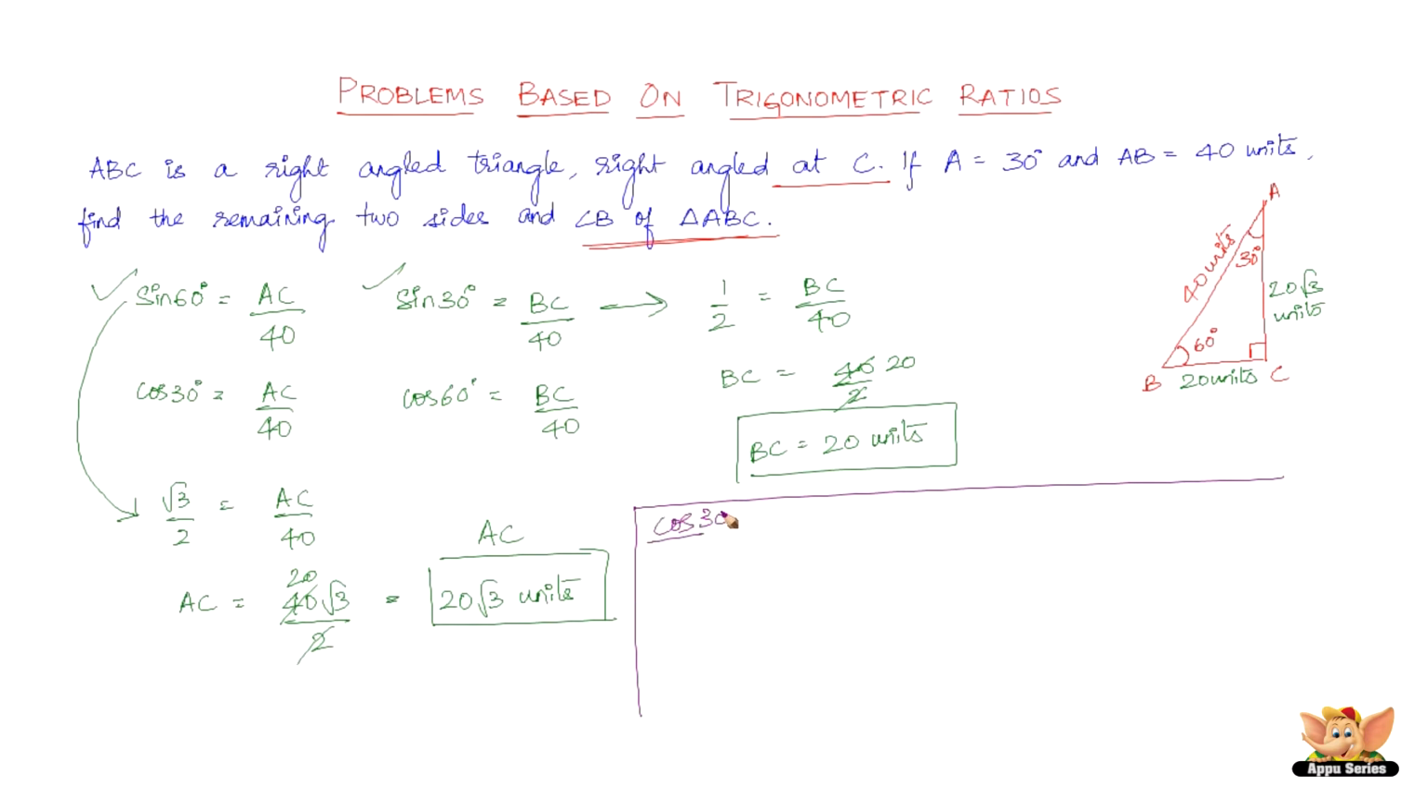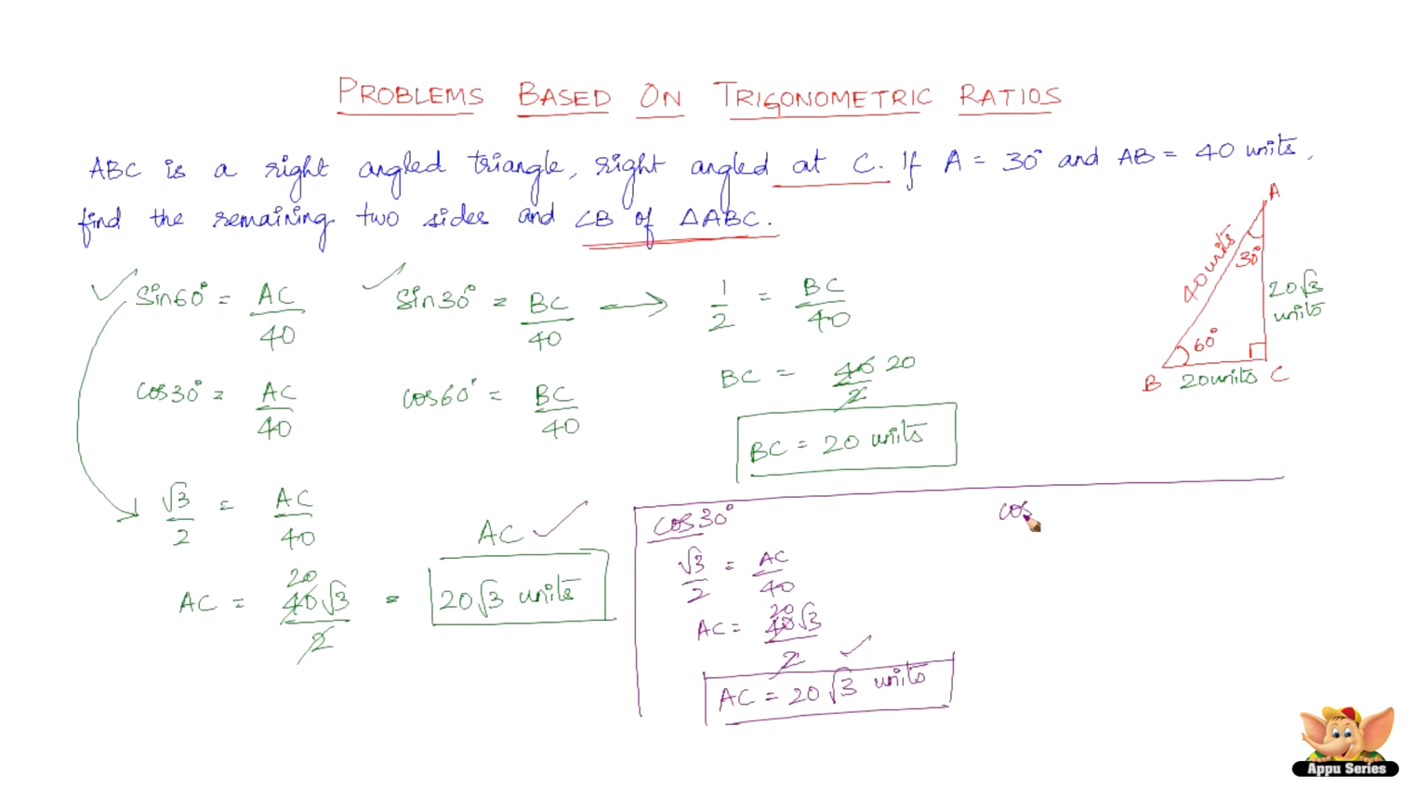So cos 30 degrees is nothing but root 3 by 2. Root 3 by 2 equals AC by 40. Again we have AC equals 40 root 3 by 2. So 2 goes 20 times. So we have AC equals 20 root 3 units. So AC is verified. So here also we've got 20 root 3 and we've got 20 root 3 even here.